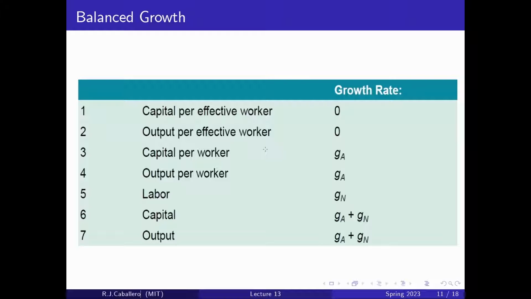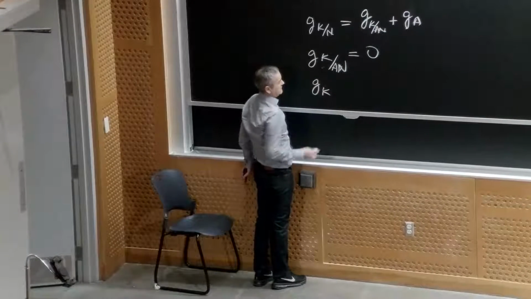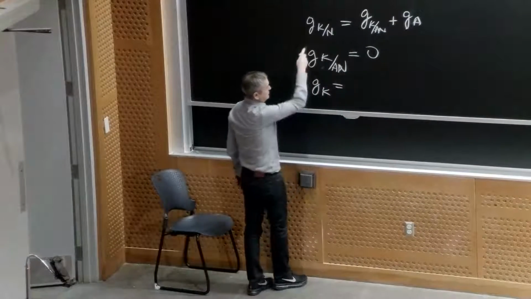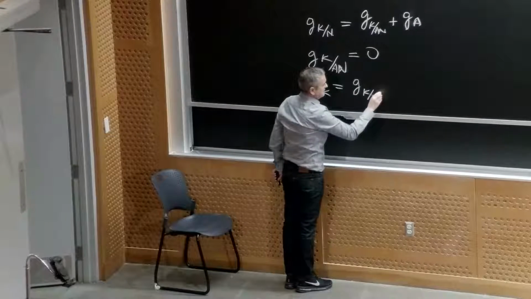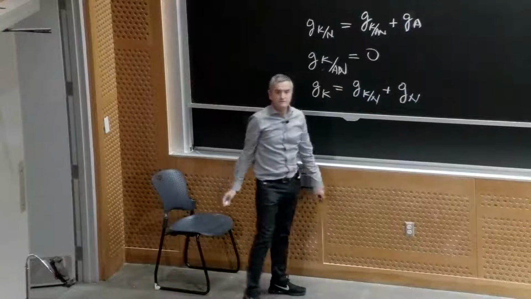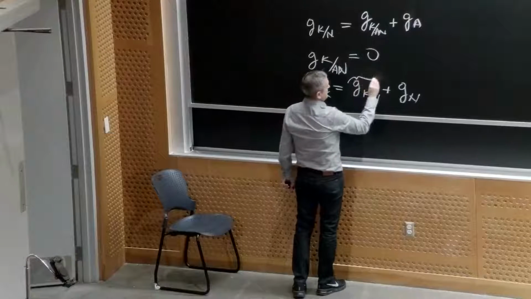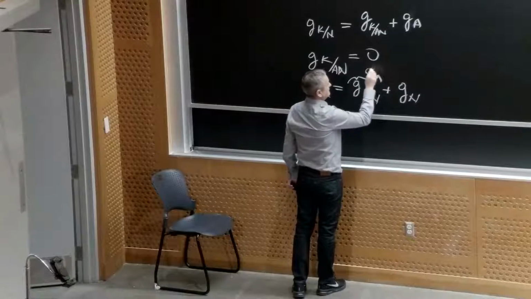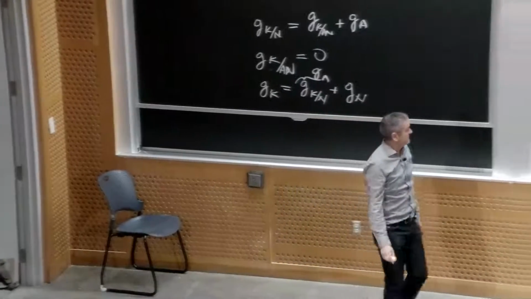And I can do the same as I was in here. So I'm asking you the question, GK, what is the rate of growth of GK? Well, it's going to be equal to the rate of growth of K over N plus the rate of growth of N. This is equal to GA. So it's GA plus GN. And the same happens for output.